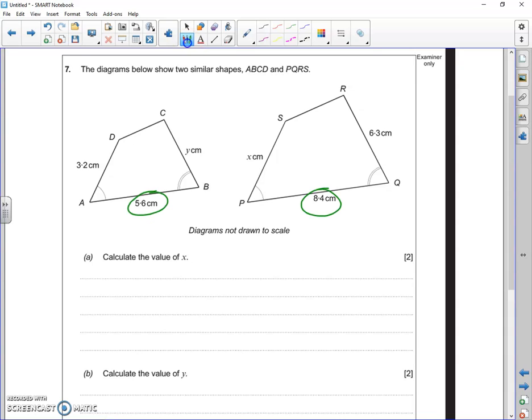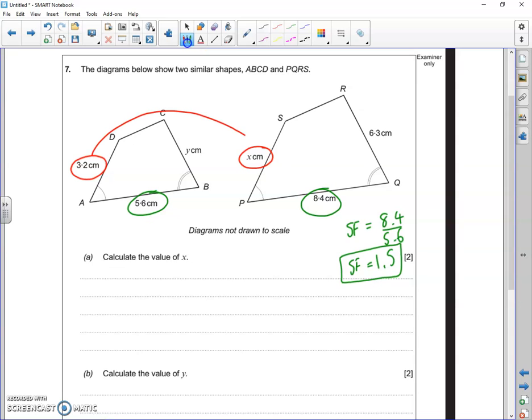8.4 and 5.6. So to get the scale factor, we'll need to do 8.4 divided by 5.6. So we've got a scale factor of 1.5. And that's crucial to the rest of the question, but it doesn't actually get you any marks on its own. x corresponds with the 3.2, and it's bigger. So to get bigger, we'll times by 1.5. So 3.2 times 1.5 makes 4.8.